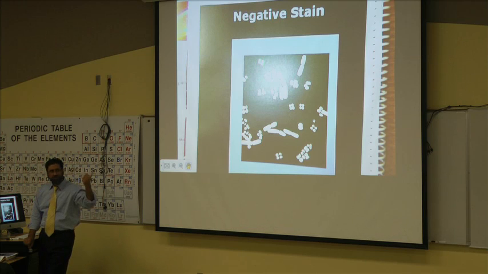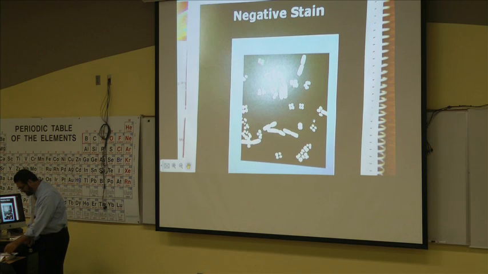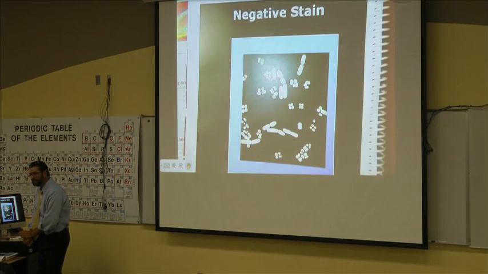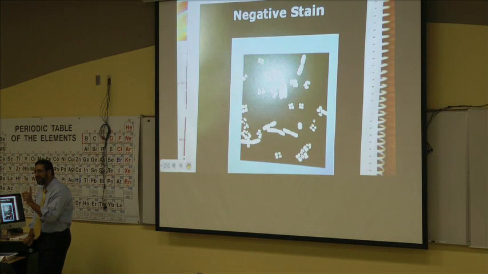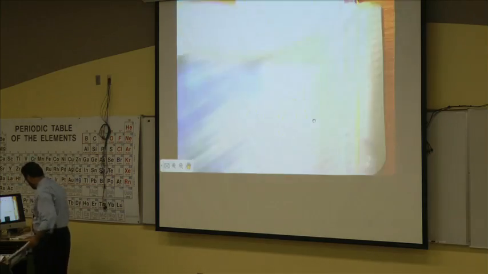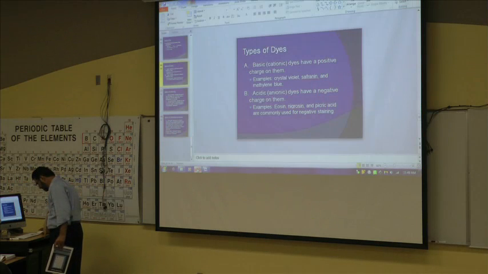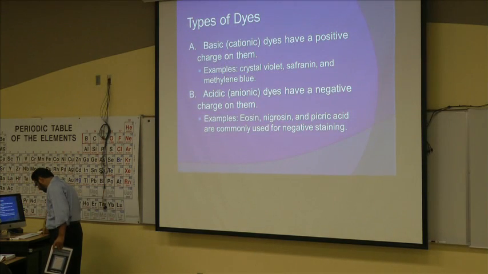The difference is, one uses cationic stain, the other one uses anionic stain. Simple stain uses one cationic stain and stains the bacterium. In negative stain, we use one anionic stain. That is the similarity. This is it, over.